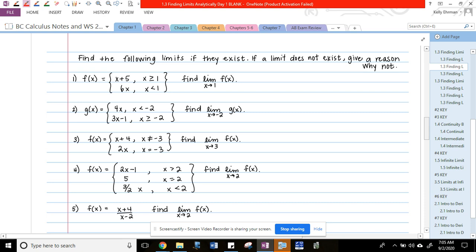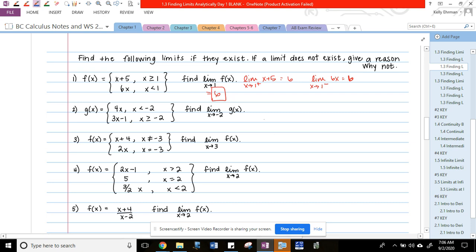More of the same. Find the limit if it exists. If it doesn't, give a reason why. So again, we have another piecewise function, so I'm going to use direct substitution on the left and the right. The limit as x approaches 1 from the right of x plus 5: 1 plus 5 is 6. And the limit as x approaches 1 from the left, bottom equation of 6x, also equals 6. So, trying to save myself a bit of writing here, this overall limit is equal to 6.